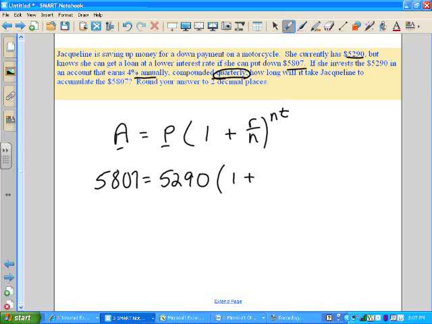So let's say 1 plus, here my rate is 0.04 or 4% divided by, again, the number of times that it is compounding. It's quarterly, so this value will be 4. And then we're going to raise this to the nt power. Again, n was 4, so it would be to the 4t power. Okay, now take a look at what sort of equation we have to do. We have to solve for t, but notice that t is an exponent. So that means this is an exponential equation.